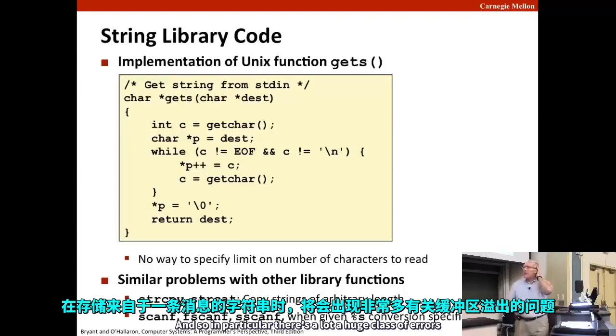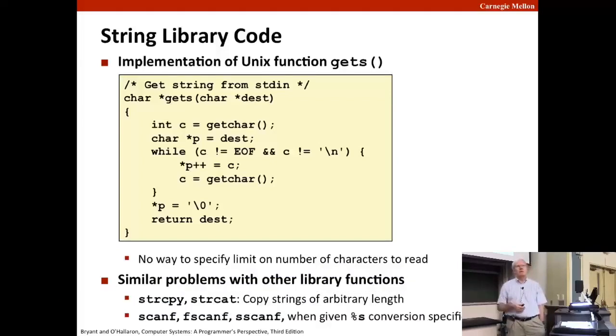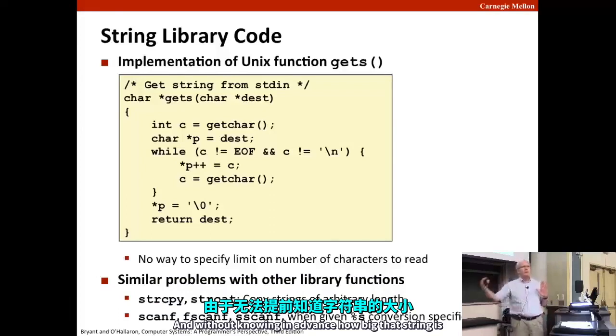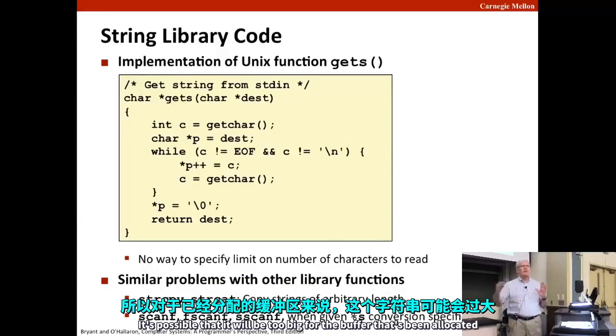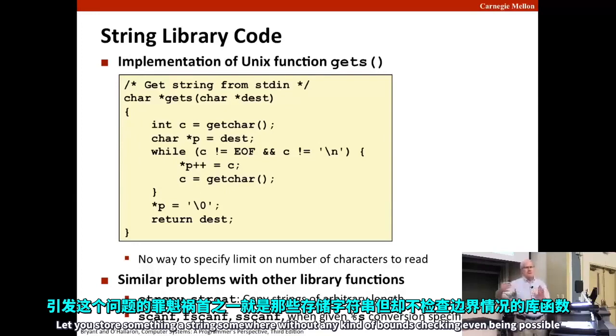And so in particular, there's a huge class of errors that have to do with overflowing buffers, where they're trying to store a string of some type that's been read from a message, and without knowing in advance how big that string is, it's possible that it will be too big for the buffer that's been allocated. One of the culprits is a whole class of library functions that let you store a string somewhere without any kind of bounds checking even being possible.